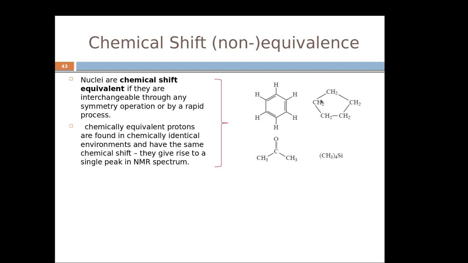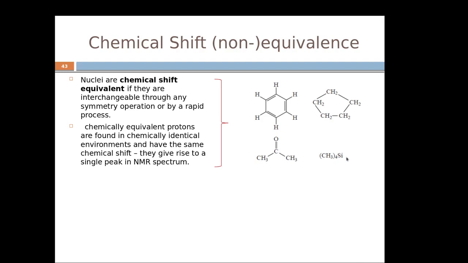Or if you reflect these molecules in a plane which lies in the molecular plane, then you can essentially interchange all the protons with themselves. So these protons are interchangeable upon some sort of symmetry operation. Similarly, if you consider this ketone here, if you reflect the molecule in a plane which passes through the carbonyl functional group, you can interchange these methyl protons back and forth. So these protons are interchangeable by the symmetry operation of reflection.